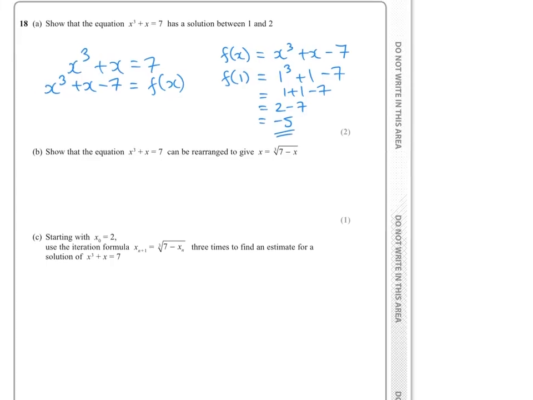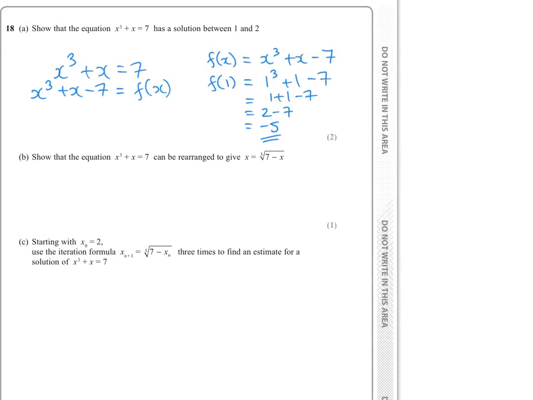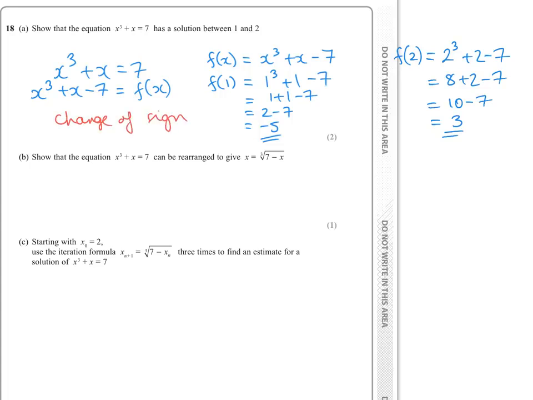I'll create a bit of space here. I'll then do 2 into the function, which is 2 cubed plus 2 minus 7, which is 8 plus 2 minus 7, which is 10 minus 7, which is 3. And I hope you're well versed in doing this. I've seen a change of sign. So there's a change of sign, i.e. it goes from a negative number to a positive number, which means it would have to cross 0 and there'd be a solution.